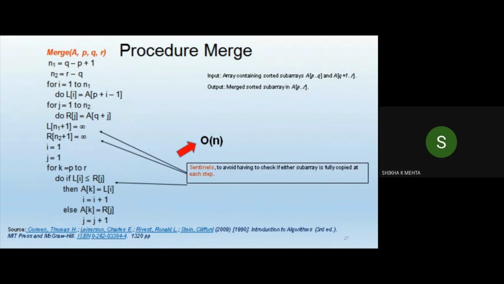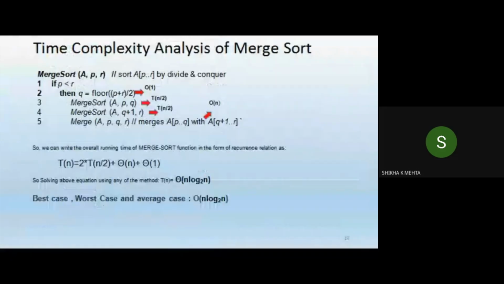So as I've told you, sentinels are used to avoid checking at each step whether the subarray is fully copied or not. So whenever we come across the infinite value, that means it is fully copied. There are no more elements in that particular array. So the complexity of this function only, I'm saying the merge function, is of the order of n.